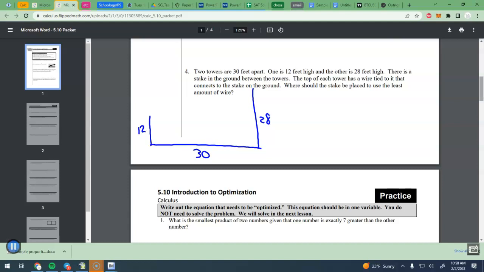Top of each tower has a wire tied to it that connects to a stake on the ground. The stake is somewhere in the middle. So the stake could be anywhere. Let's just pick a spot and put it there. But realize this could be over here. It could be over here. That's what I'm trying to figure out. Where can I put it so I'm using the least amount of wire? Because wire is expensive and I don't want to buy more than I have to. So there's going to be a wire here that connects from the top to that point. And a wire here that connects from the top to that point.